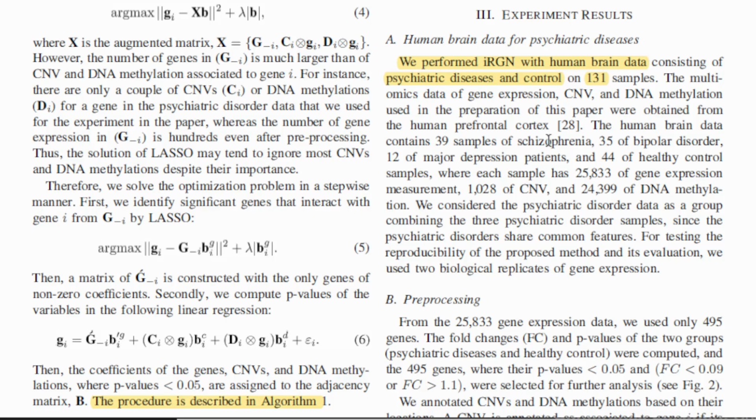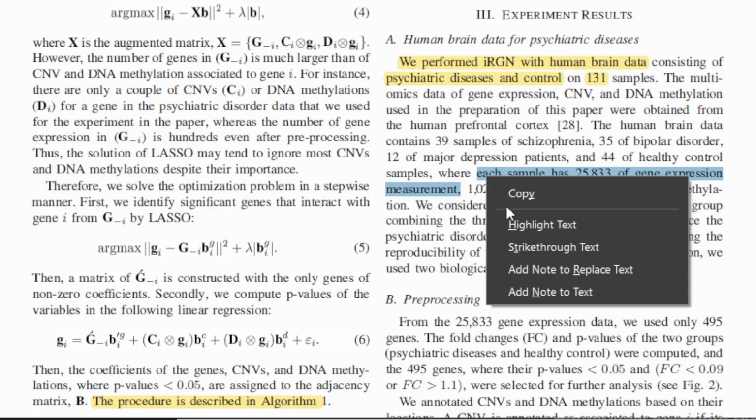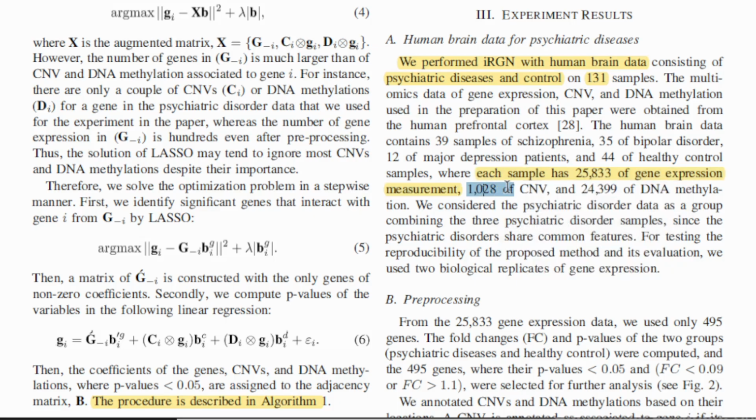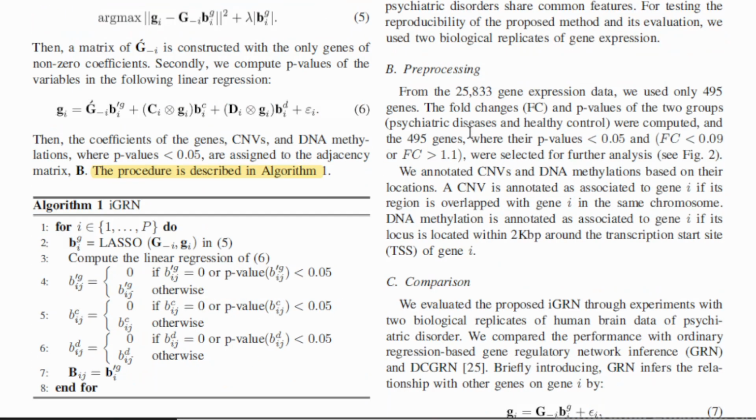samples, where each sample has 25,833 gene expression measurements, 1028 CNVs, and 24,399 DNA methylations. We considered the psychiatric disorder data as a group combining the three psychiatric disorder samples, since the psychiatric disorders share common features. For testing the reproducibility of the proposed method and its evaluation, we used two biological replicates of gene expression. By preprocessing from the 25,833 gene expression data, we used only 495 genes.